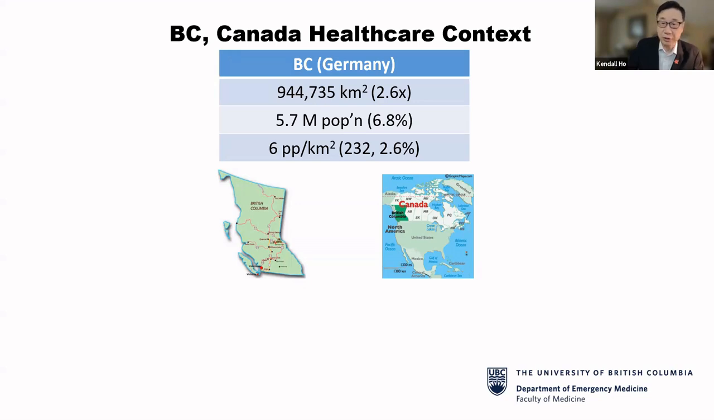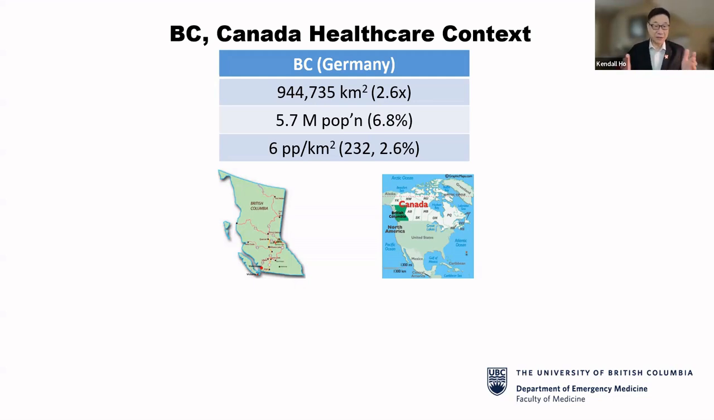Now, if you look at the British Columbia map, I live in the bottom red dot, which is at the southwestern corner of British Columbia, just next to the island. That's Vancouver. And in Vancouver, we have approximately 2 million population.